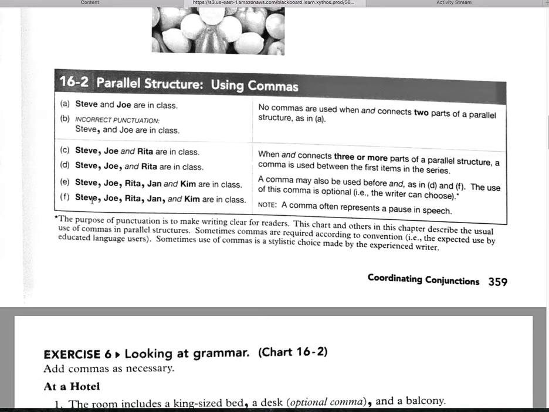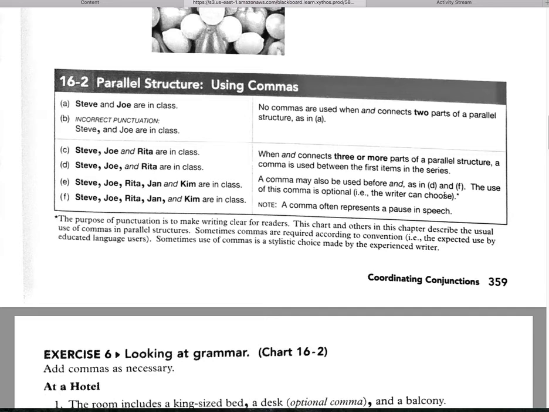This is also correct. You have more than 3 parts of speech, you're using a conjunction to connect them, you can use the comma before the conjunction "and," as in Jan, comma, and Kim are in class. When "and" connects 3 or more parts of a parallel structure, a comma is used between the first items in the series. A comma may also be used before "and," as in D and F. The use of this comma is optional.